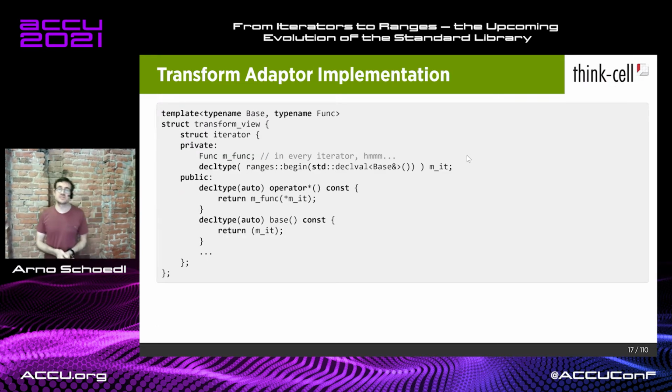Now let's look at a possible implementation of the transform. The iterator of a transform, when you invoke the dereference operator, the operator*, then it needs to apply the transformation, obviously. So it needs to have access to the function. And the easiest way is just to have the function inside the iterator, stored inside the iterator. And the base can just return the underlying iterator. So in that iterator, you have a base iterator and the function.